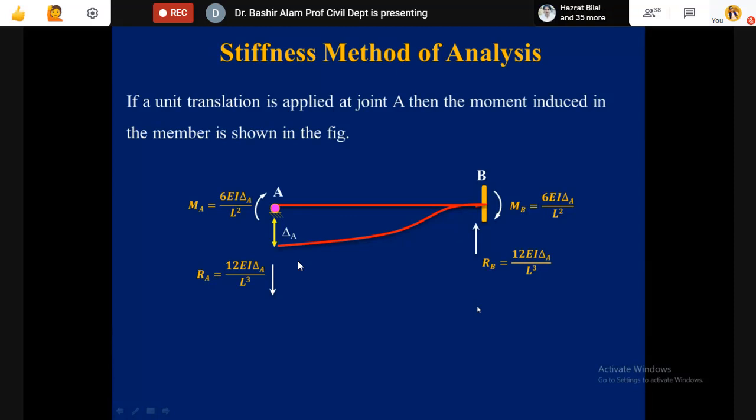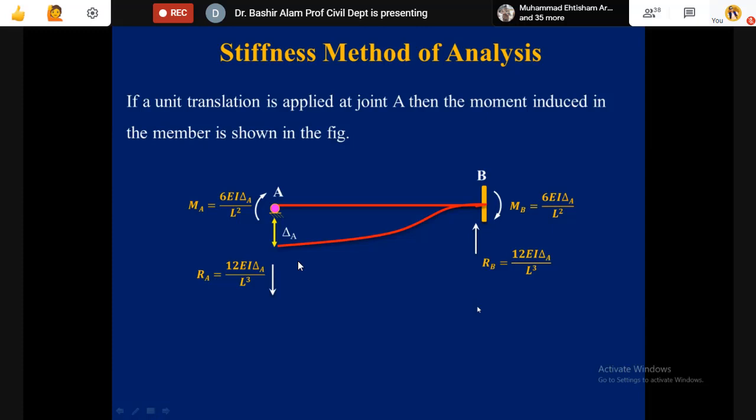Now to summarize, in case of rotation given, the action produced at the near end will be in the same direction as the rotation given. Magnitude will be 4EI theta divided by L. At the far end, it will be in the same direction, but half of the magnitude, so it will become 2EI theta divided by L. The couple produced will be 6EI theta divided by L square, and it will balance the unbalanced moment due to the moments produced.